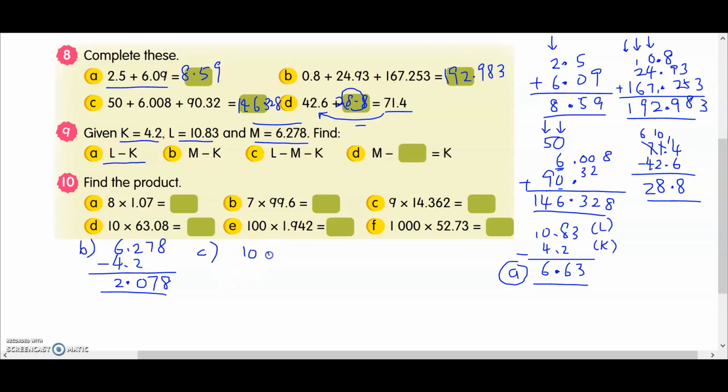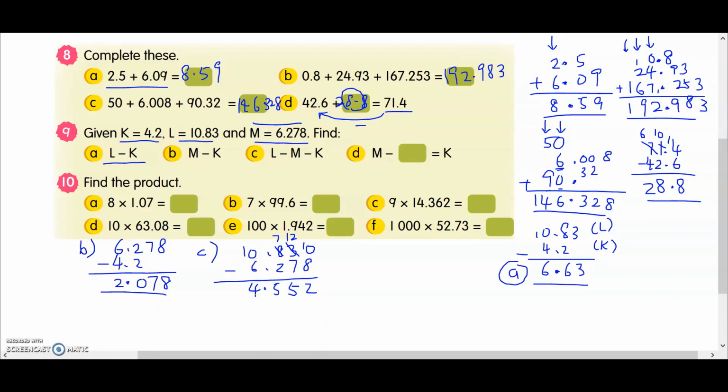Okay, C, L minus M minus K. L is 10.83. M is 6.278. Okay, there's nothing here. Nothing means 0. 0 cannot minus 8, so we plus 10 minus 1. 10 minus 8 is 2. 2 cannot minus 7, so we plus 10 minus 1. 12 minus 7 is 5. 7 minus 2 is 5. 10 minus 6 is 4.